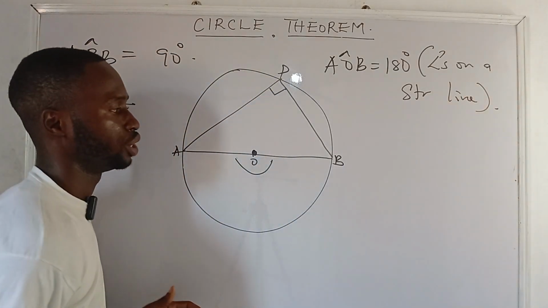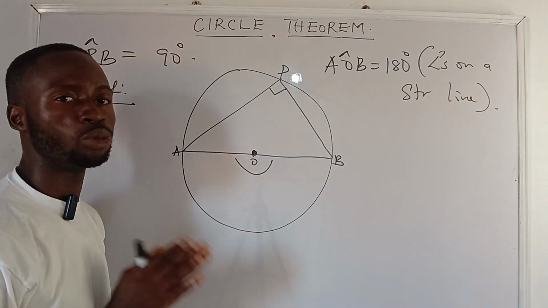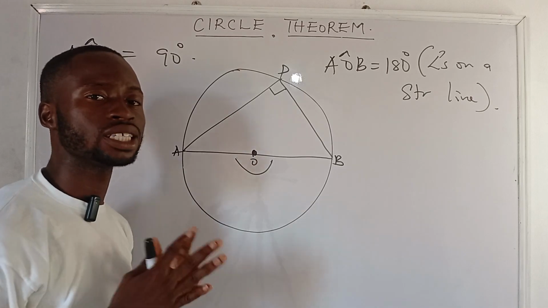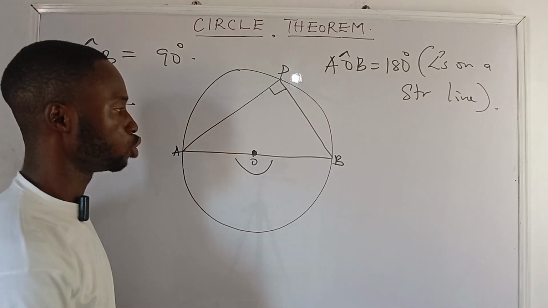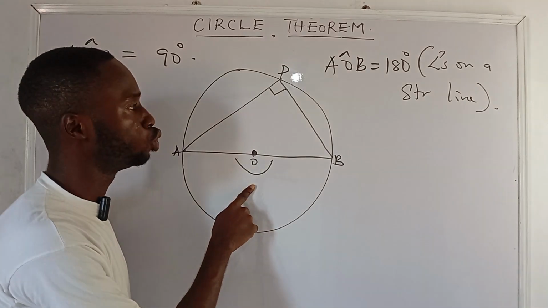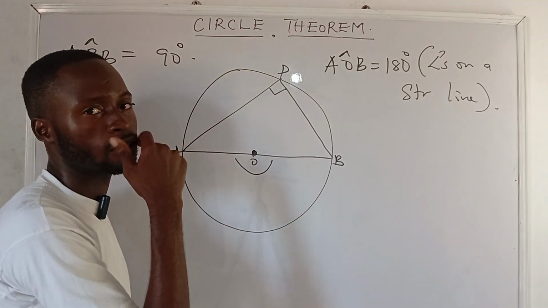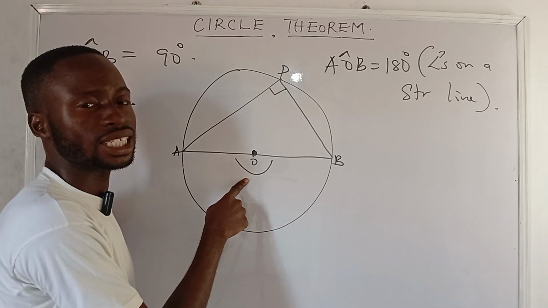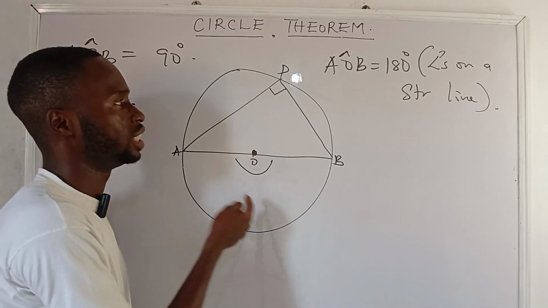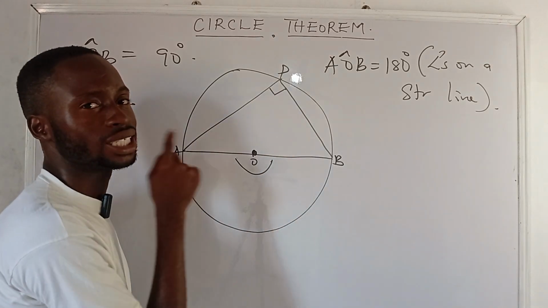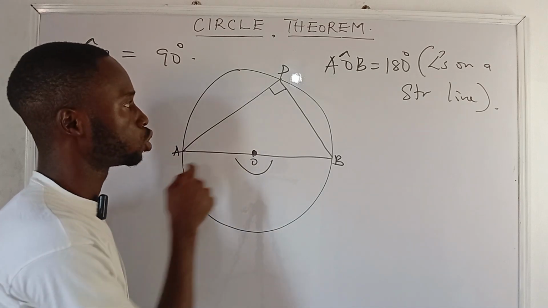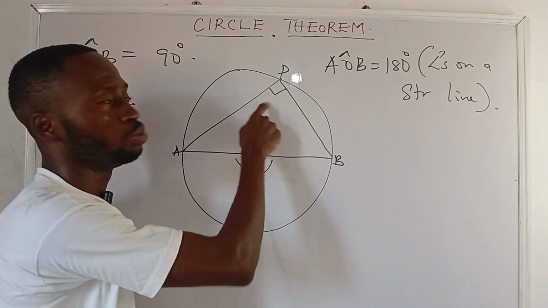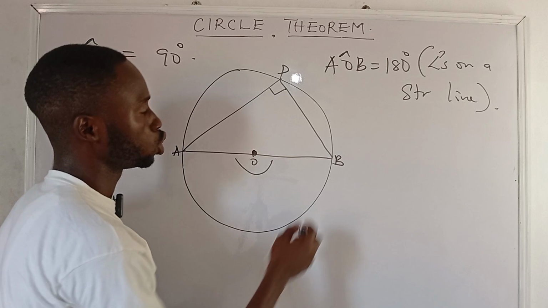Now that's established already. If you remember Theorem 1 clearly, we stated that the angle at the center is twice the one at the circumference. So in order to get the one at the center, it should be 2 times the one at the circumference. So if we know that this one at the center is 180, then automatically it came from the one at the circumference. That means you must take half of this one that is at the center. So to calculate this one now, this will be what? 90 degrees.